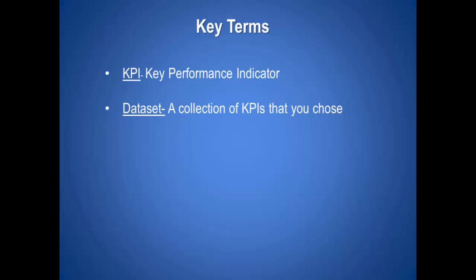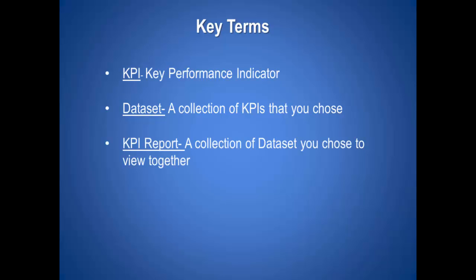A data set is a collection of those KPIs that you choose to look at together. So again, a series of KPIs related to revenue, to performance in terms of agreement sales might serve as an example of a data set. And finally, a KPI report is a collection of these data sets that you choose to view together.